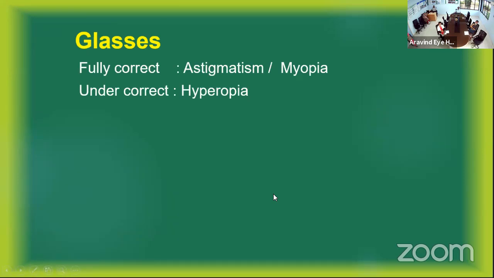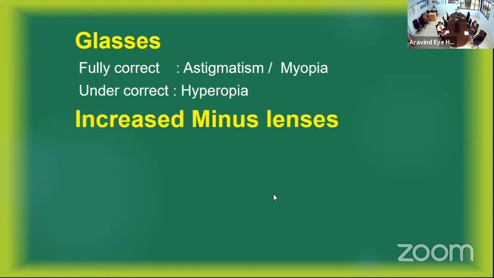For glasses, we need to give full correction when they have any astigmatism or myopia. The problem comes only with hyperopia. Hyperopia up to +2 diopter, we usually don't correct, because the child will try to accommodate to see clearly and the eyes will come towards the center. But for more than +2 diopter, we usually prescribe glasses.